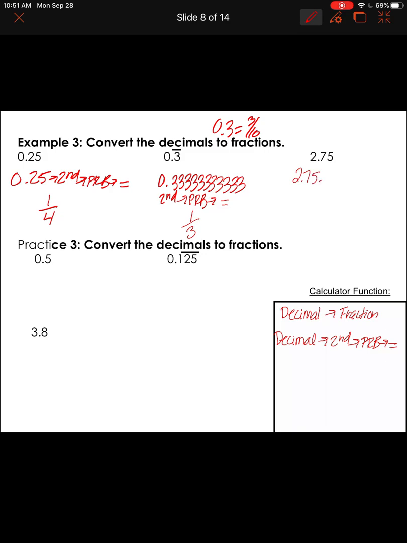Okay, then we're going to do 2.75, second PRB equals, you're going to get a number that looks like that. Okay, so that means you have a whole number. That's your whole number. We're not going to write that U because it's 2 whole units and then 3/4. Okay, you never see that U in a number, so just leave it out. Okay, so you guys are going to go ahead and do 0.5, 0.125 repeating, and 3.8.